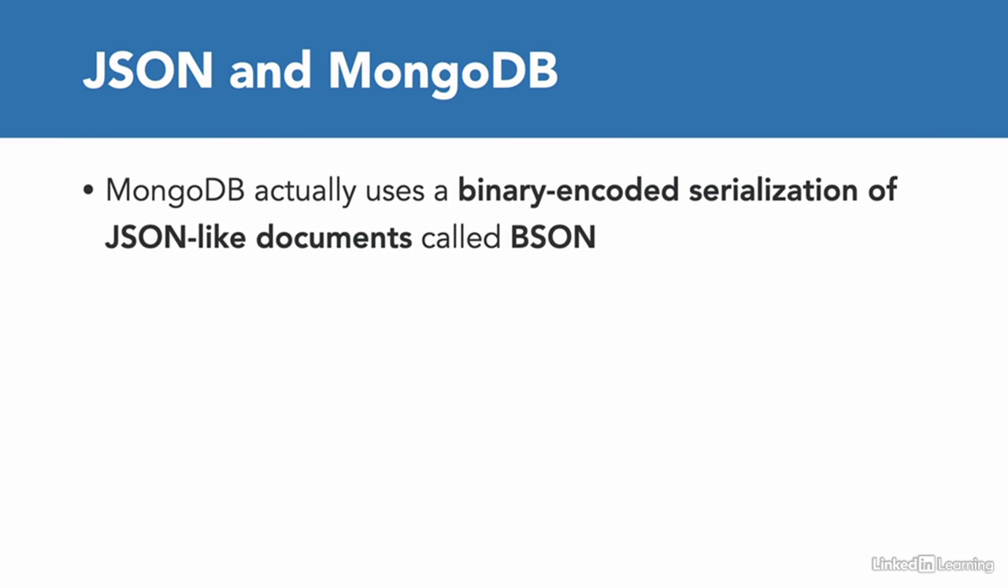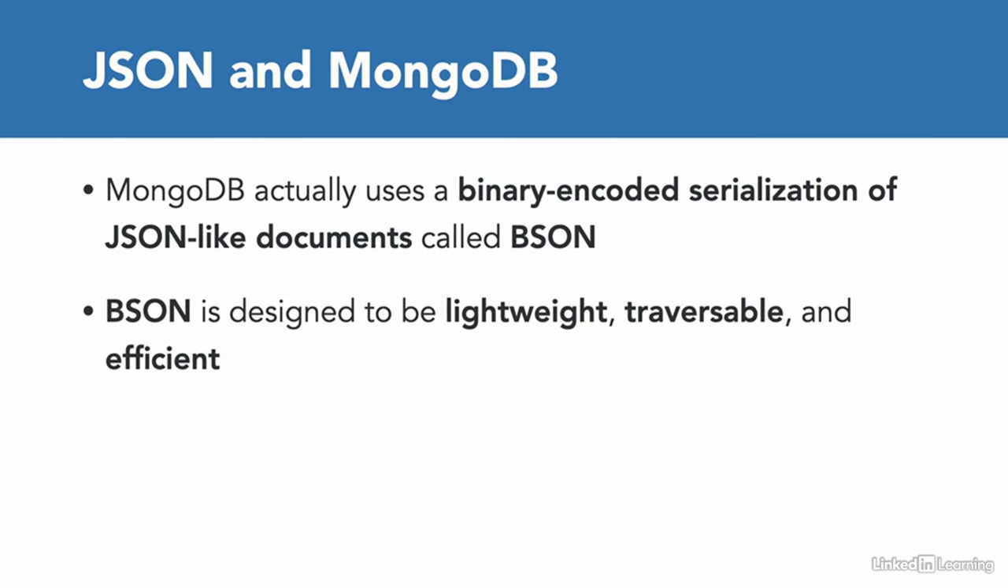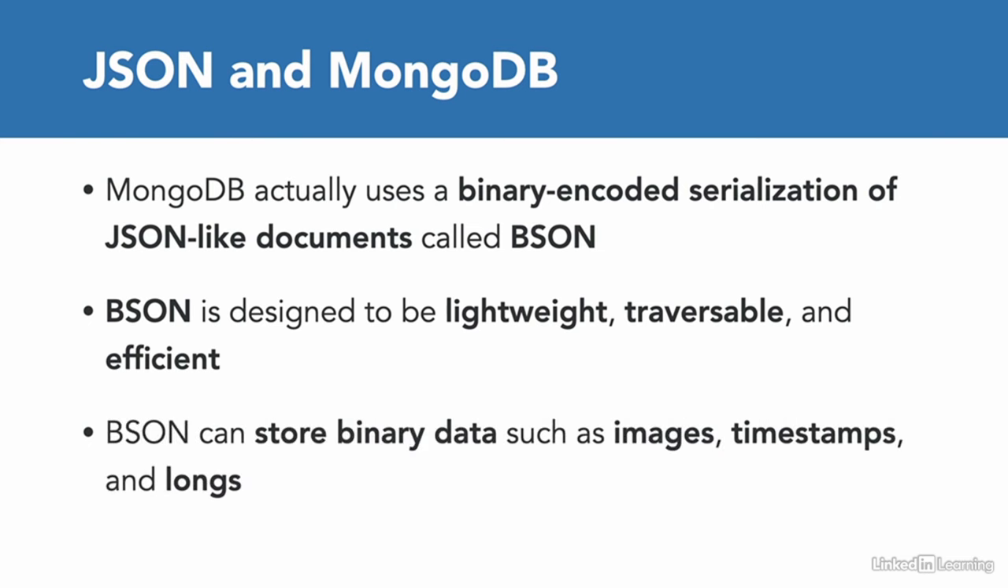MongoDB actually uses a binary encoded serialization of JSON-like documents called BSON for storing data, as well as for their drivers and tools. BSON was designed to be especially lightweight, traversable, and efficient. BSON also brings support for additional types such as images, timestamps, and longs, and much more. You generally won't need to think about the difference between JSON and BSON much, but it's good to know that there is a slight difference.